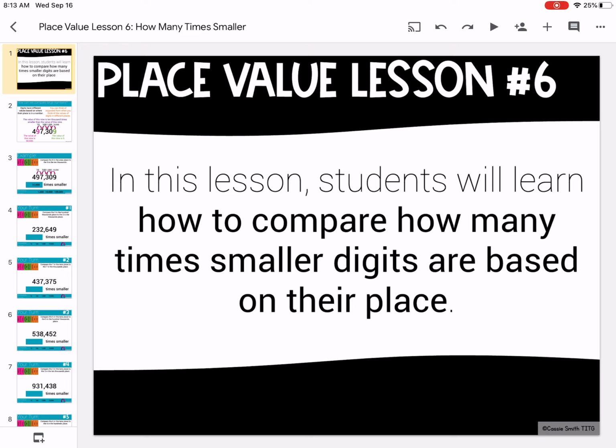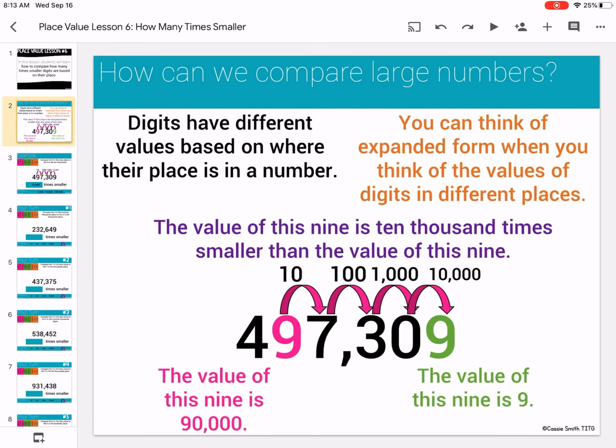So, the last couple of days we've been comparing numbers to find out how many times more digits are based on their place. And today we're looking at how many times smaller. So just like if you move to the right a place, it's 10 times more. If you move to the left, it's 10 times more. If you move to the right, it's 10 times less. I got my hands mixed up, guys.